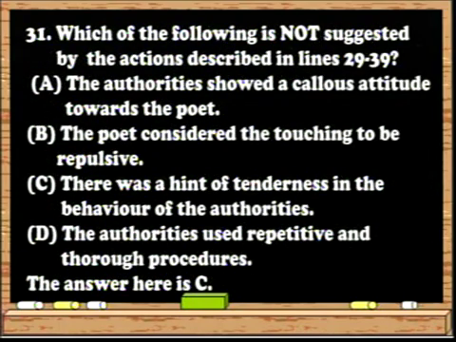Which of the following is not suggested by the actions described in lines 29 to 39? A. The authorities showed a callous attitude towards the poet. B. The poet considered the touching to be repulsive. C. There was a hint of tenderness in the behavior of the authorities. D. The authorities used repetitive and thorough procedures. The answer is C.